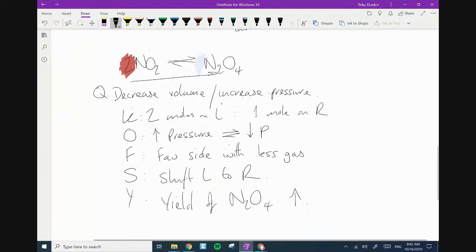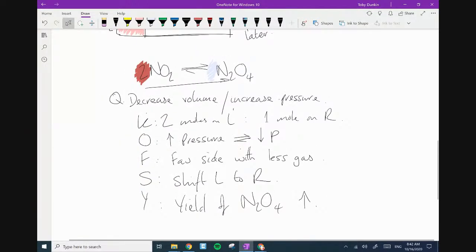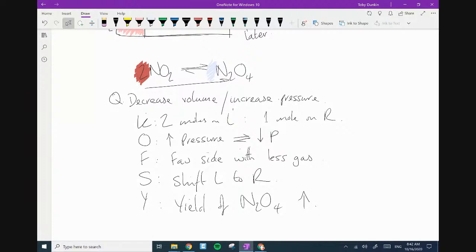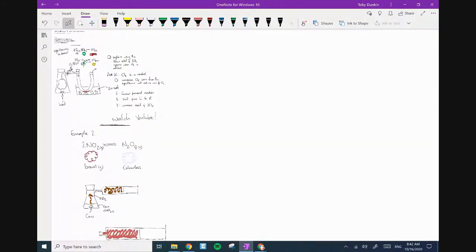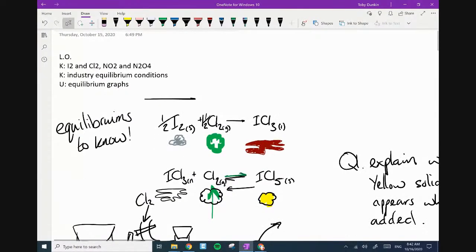So it gets paler. It's a nice question. Edexcel love this one, so I have to do this in the lesson. Got to cover these two experiments that they love to ask about.